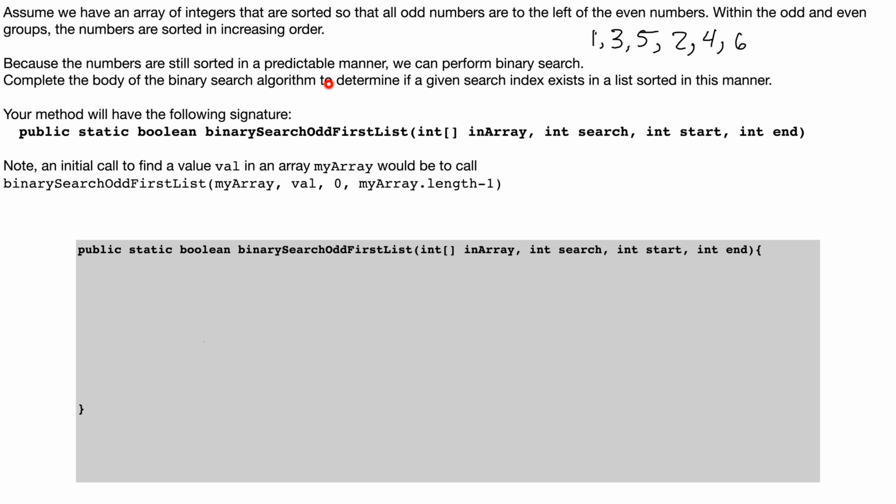So these numbers are still sorted in a predictable manner, which means that we can perform binary search. Right? So we want to write a method called binary search odd first list, which performs binary search on this list, which is sorted in this manner. So as is typical with binary search, we're given the array itself, we're given our search value, and we're given our range that we're looking for. So how do we tackle this?